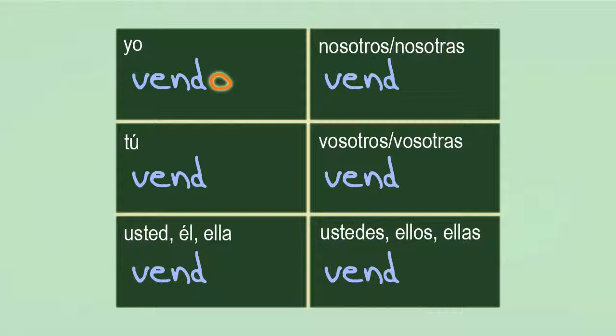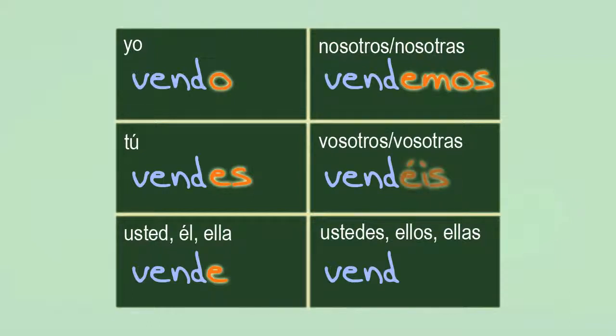Yo vendo, tú vendes, usted, él, and ella vende. Nosotros or nosotras vendemos. Vosotros or vosotras vendéis. And ustedes, ellos, and ellas venden.